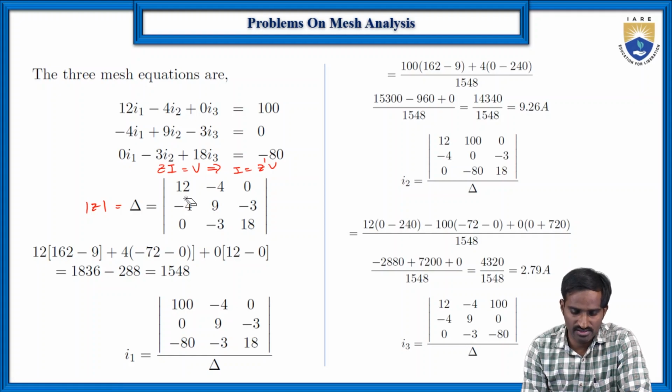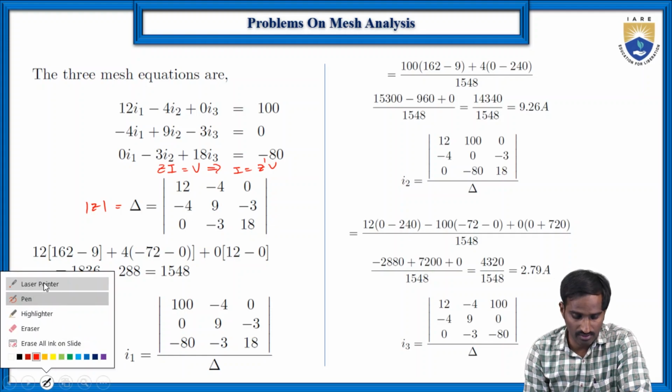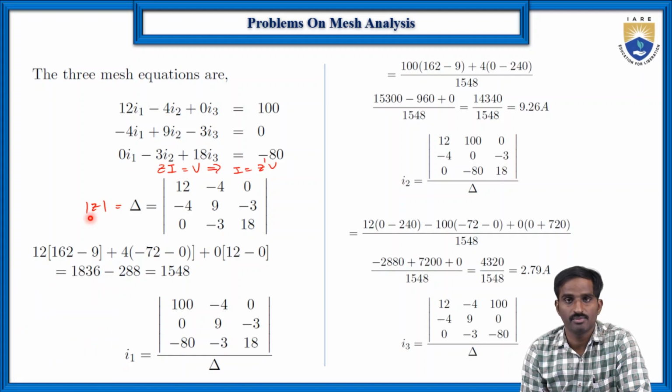So here the Z matrix has the coefficients of I1, I2, I3. The first row is the coefficients of I1, I2, I3 of the first equation, the second row is the coefficients of I1, I2, I3 of the second equation, and the third row is the coefficients of I1, I2, I3 of the third equation. Then find the determinant of this particular matrix, which is delta, or you can also call it the determinant of Z. Finally you will get the value of delta equal to 1548.